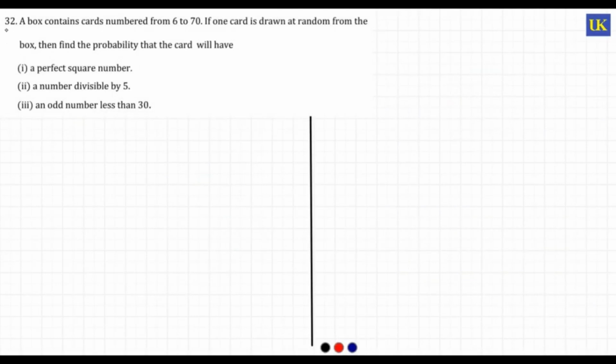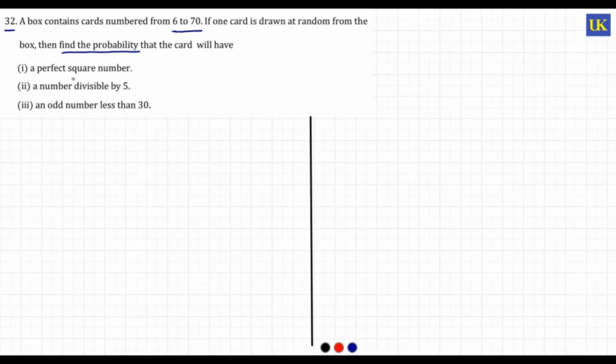So now we will see question number 32, which says a box contains cards numbered from 6 to 70. So there is one box which contains cards from 6 to 70. If one card is drawn at random from the box, then find the probability. So we have to find the probability. The question is from the probability chapter, and there are three sub questions.